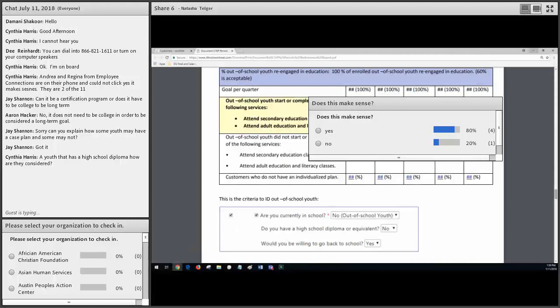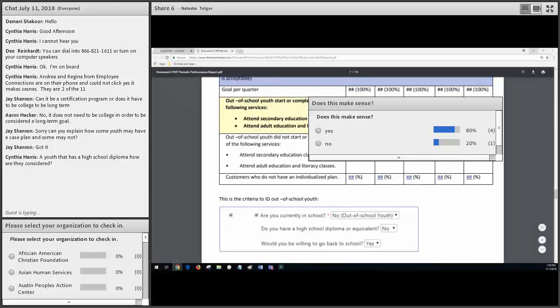Okay, I see that one person is typing. Oh, and then we have some background noise going on. I'm going to mute you, but if you need to be unmuted, then please just put that in the chat and we can unmute you whenever you're ready.